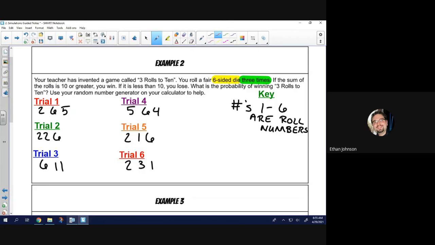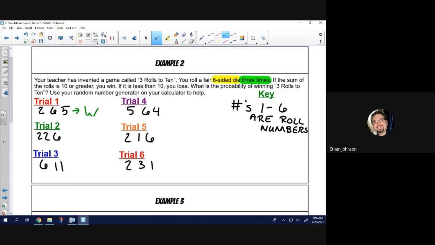So in order to consider a win, the number has to be a 10 or bigger. So the numbers have to add up to 10 or bigger. Well, in the first one, it adds up to 13. So in this case, they take the W. They win.